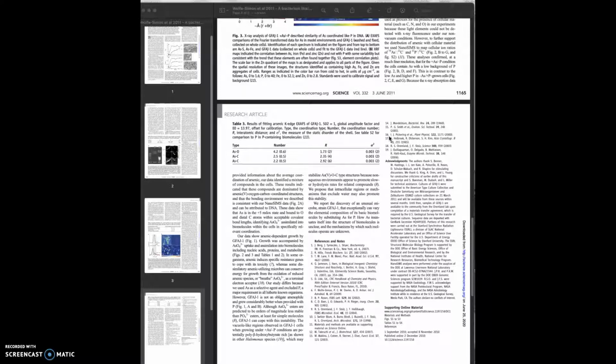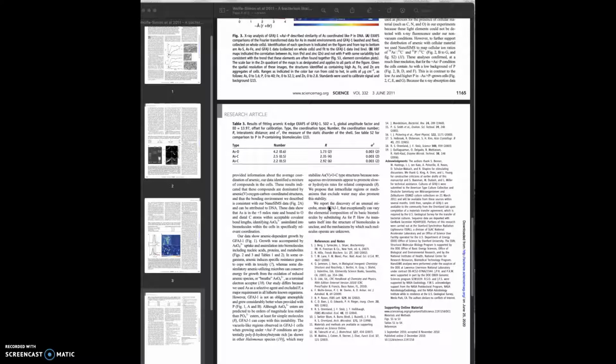So here we look at this very last couple of paragraphs. Our data show arsenic-dependent growth by GFAJ-1. Growth was accompanied by arsenate uptake and assimilation, blah, blah, blah, right? And then the final paragraph, we report the discovery of an unusual microbe, blah, blah, blah, right? So here what they're doing is they're concluding the article by telling you what the key points, what the absolute takeaways are going to be, and also why this is important. If an author cannot identify why their study is important, well, it's probably not going to make it very far in the scientific community.